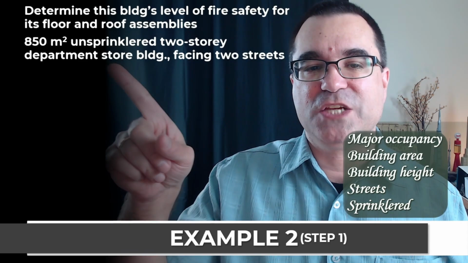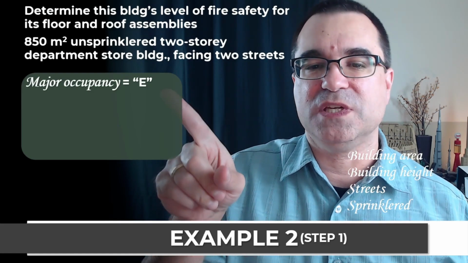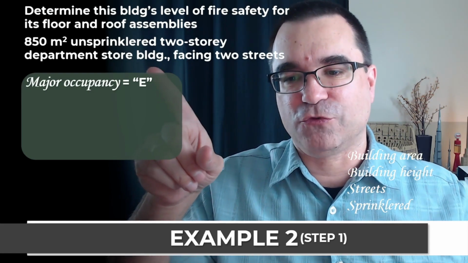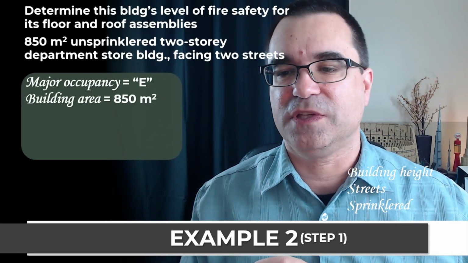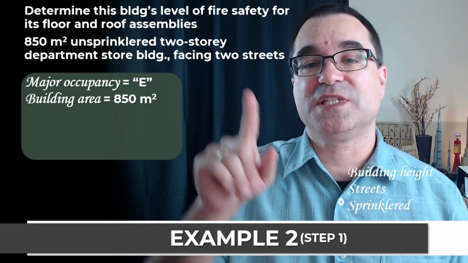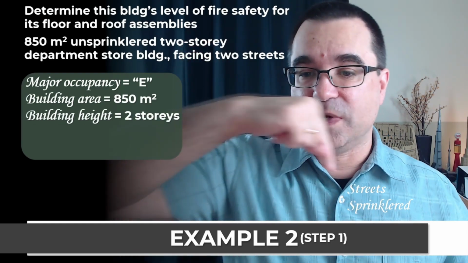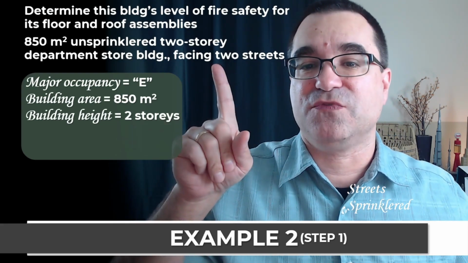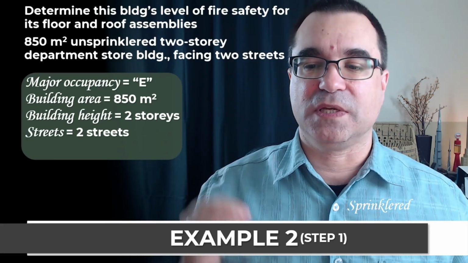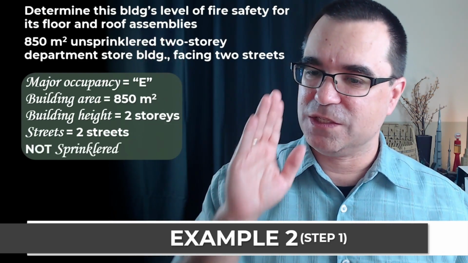The first one, major occupancy. It's a department store, so the major occupancy based on what we learned in topic 2 is E. The next one is building area. The question has the information about the building area. It's 850 meters squared. Building height, which the definition for it in the building code is the number of stories. Right here, 2 stories in building height. The next one is the number of streets that this building is facing. Right here, 2 streets. And the last one is whether or not this building is sprinklered. It says right here, the building is not sprinklered.